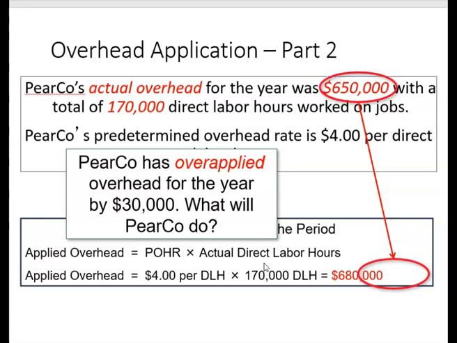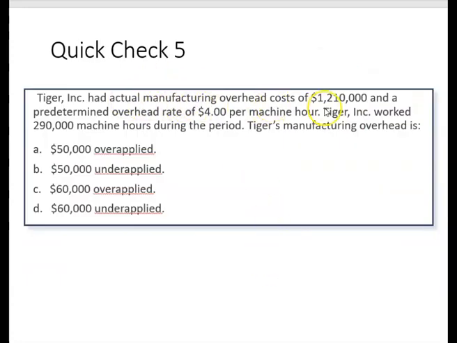All right, let's do a quick check to see how that works out for us. Tiger had actual of $1,210,000, and then they're going to apply out the rate times actual base, so the rate times actual machine hours. So 4 times 290,000, let's see what 4 times 290,000 is. 1,160,000. So we took out too little this time. We're only going to take out 1,160,000 when we apply it. So this time we are actually under applied.